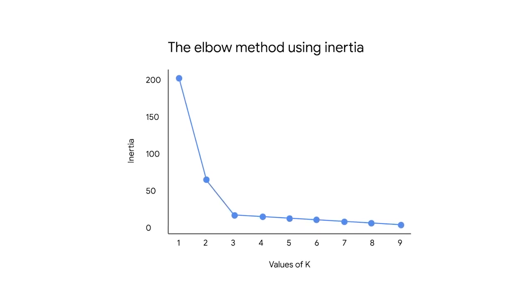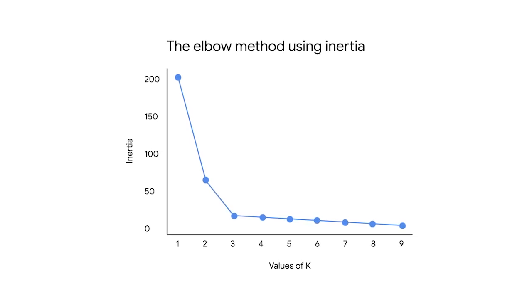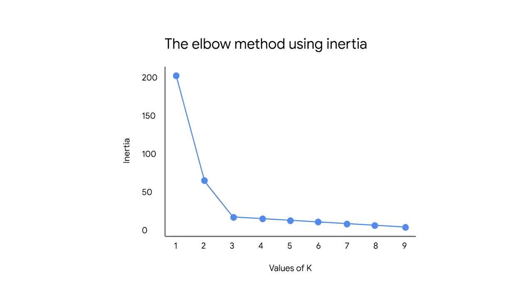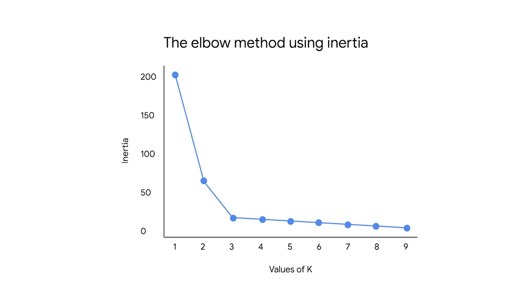So should you always select high k values? Well, no. A low inertia is great, but if it results in meaningless or inexplicable clusters, it doesn't help you at all. A good way of choosing an optimal k value is to find the elbow of the curve.